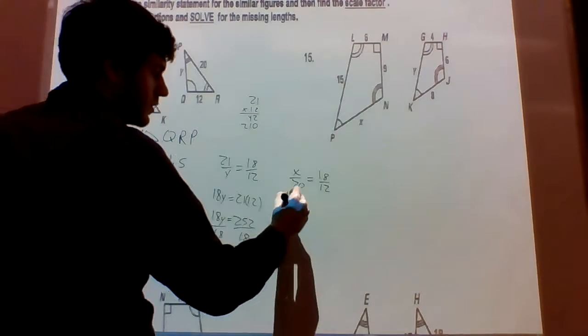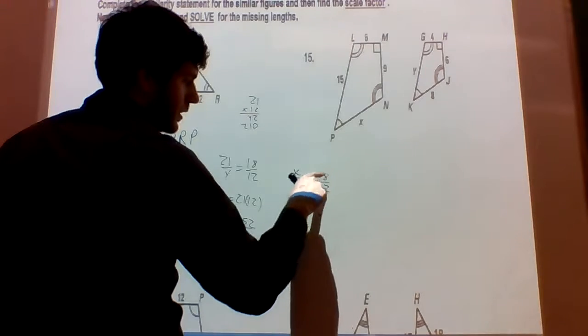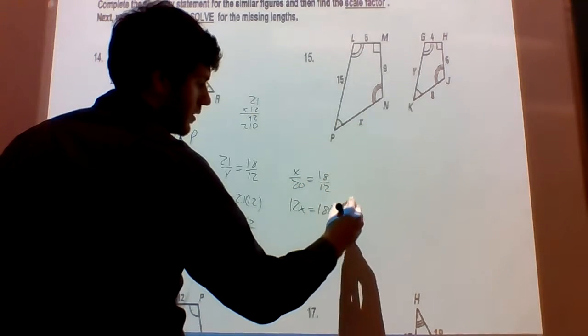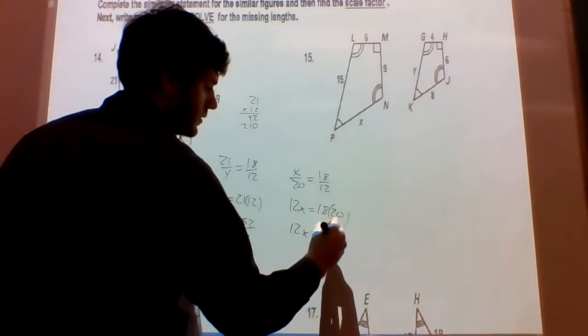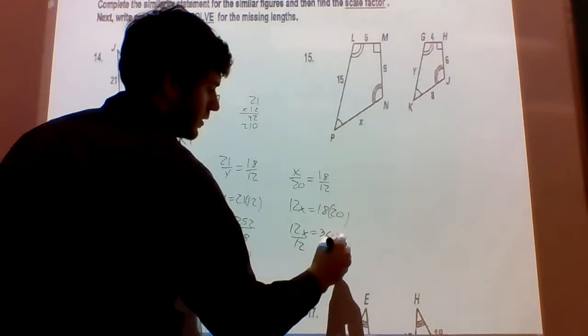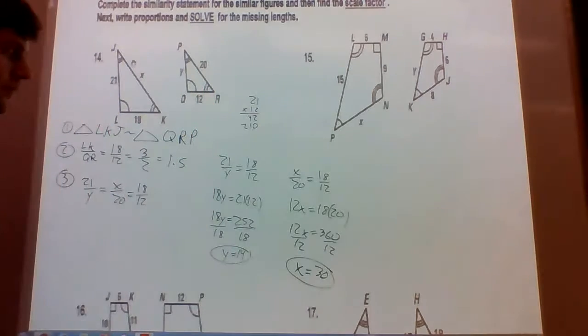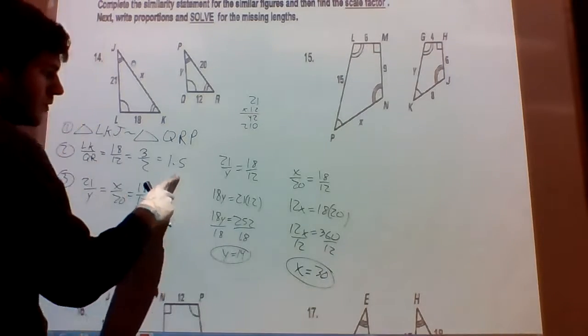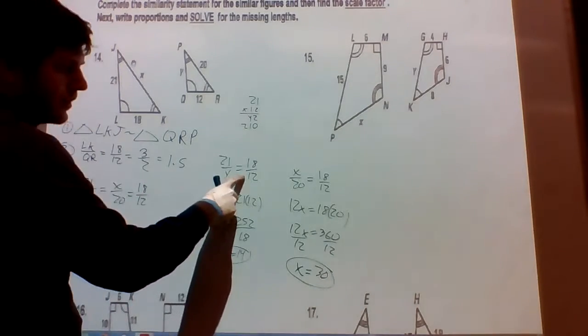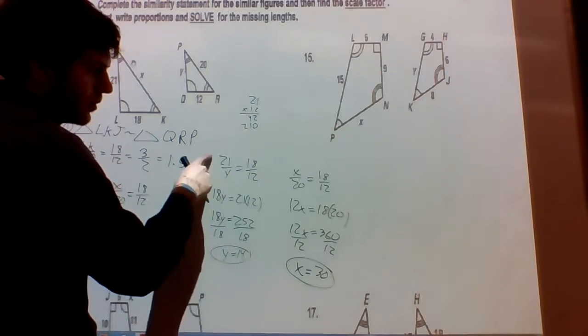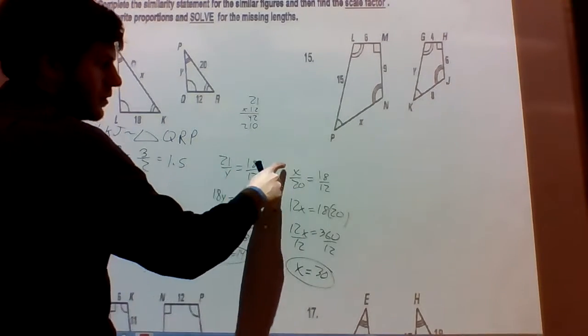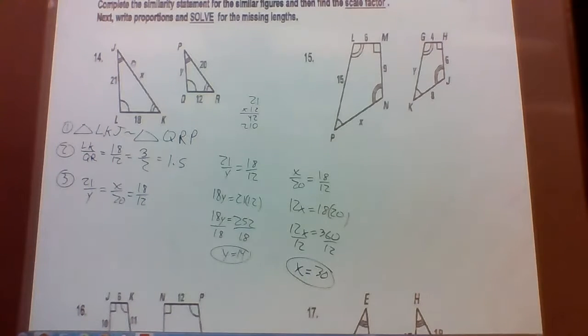Solve the other one. We're going to get 12x when we cross multiply 18 and 20. So 12x is going to equal 360, divided by 12. X is going to equal 30. The other way we could have done it is we know the scale factor is 1.5 or 3 halves. So instead of 18 over 12, we could have put 3 halves. 21 over y equals 3 halves. x over 20 equals 3 halves.